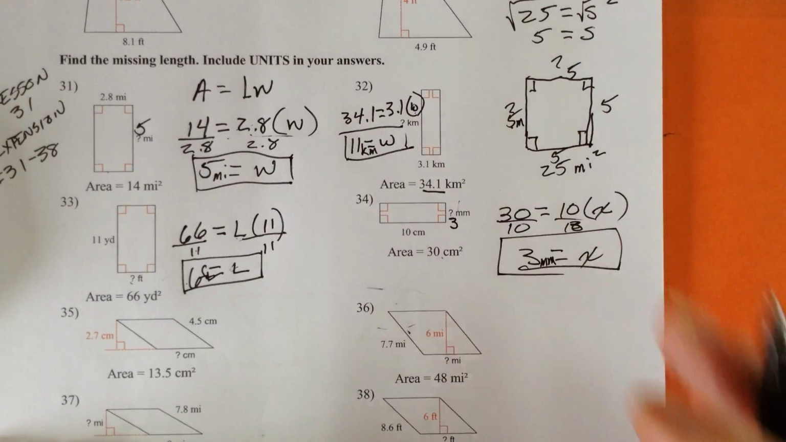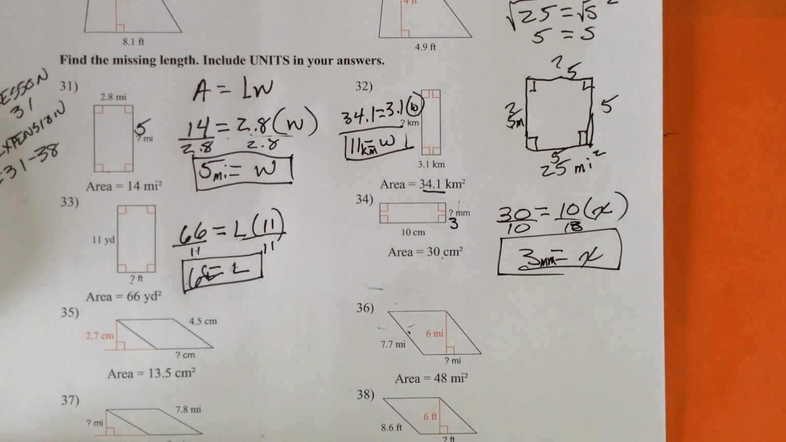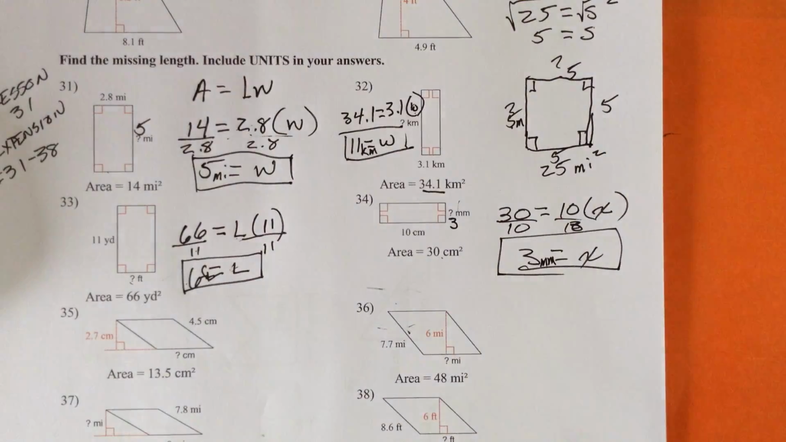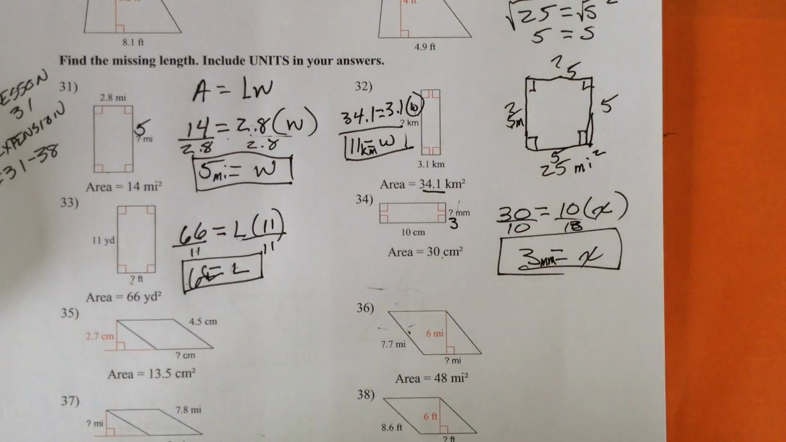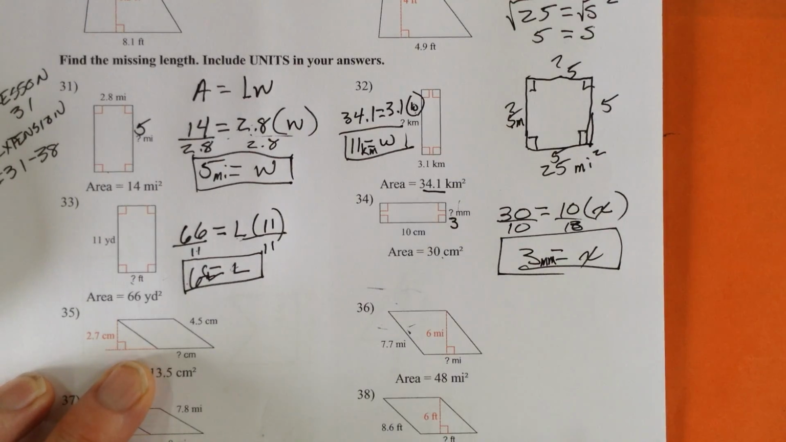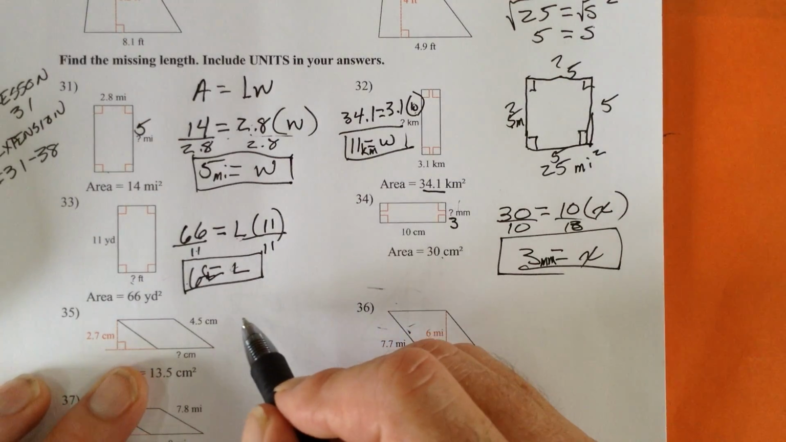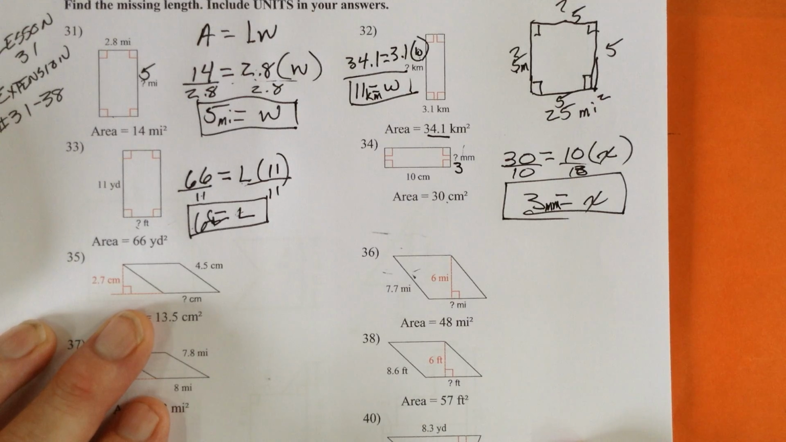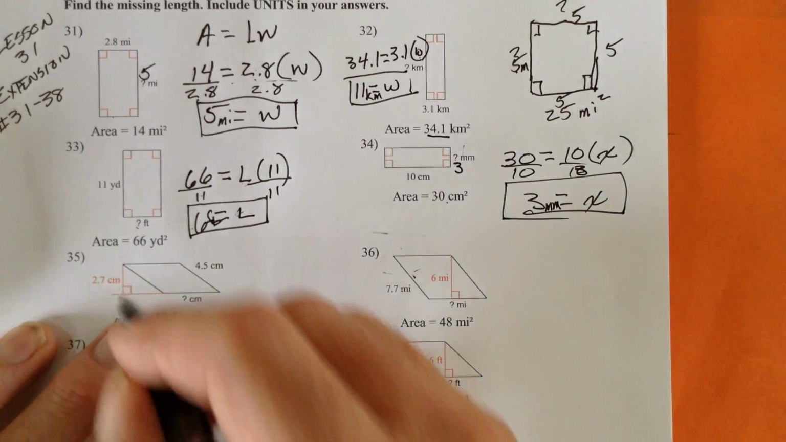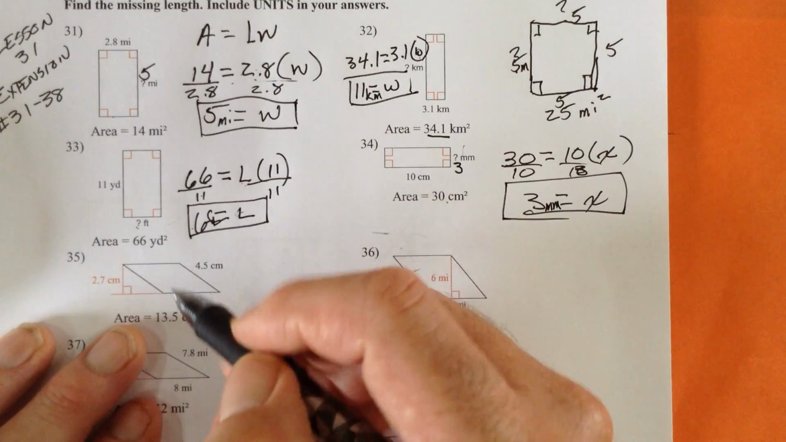And again, you can pause the video and try them and see if you agree with mine. I'm glad I'm doing it here because I messed up on number 32 when I did the practice run. And make sure I'm right. Let's see here. The next one, 35, is a parallelogram. So remember, you have to go here.